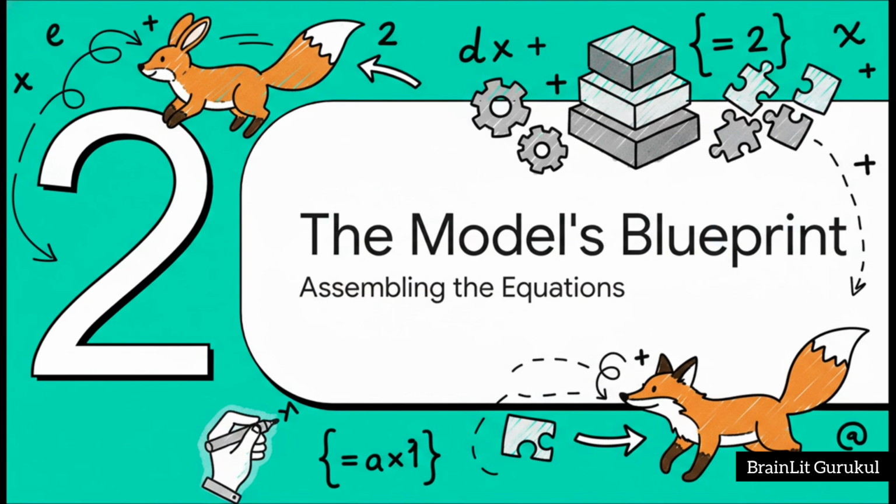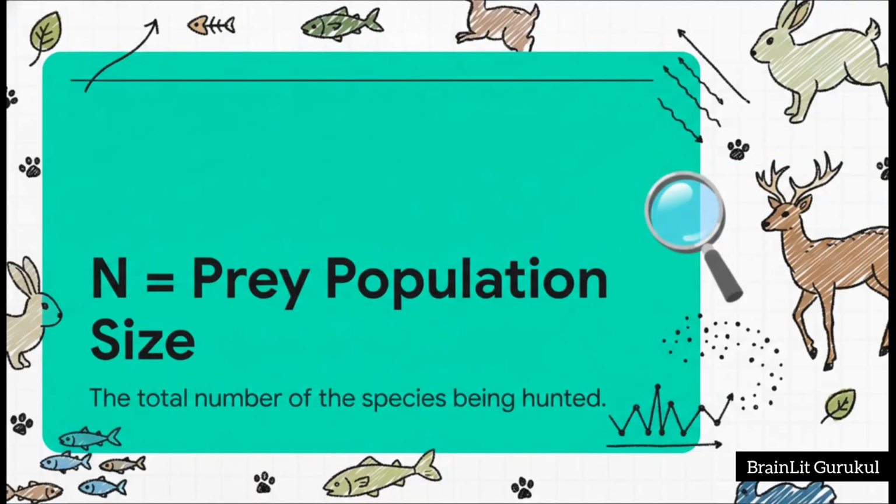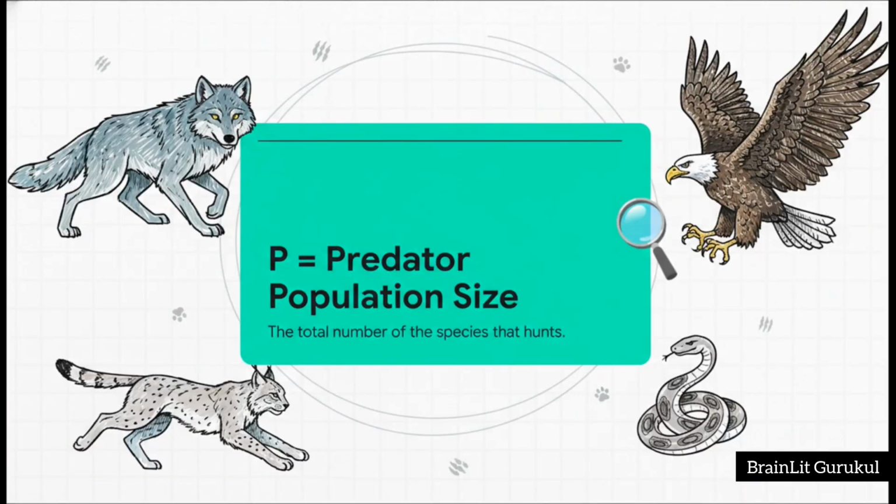All right, time to roll up our sleeves. In this next part, we're going to become architects and actually build this thing. We're going to assemble the equations piece by piece so you can see exactly where each part comes from. Okay, so every model needs its players. First up, the prey. We're just going to call their population size N. Think of it as the number of rabbits in a field, for example. And of course, you can't have prey without predators, so their population size is P. The number of foxes hunting those rabbits. Easy enough to remember. N for the prey, P for the predators.